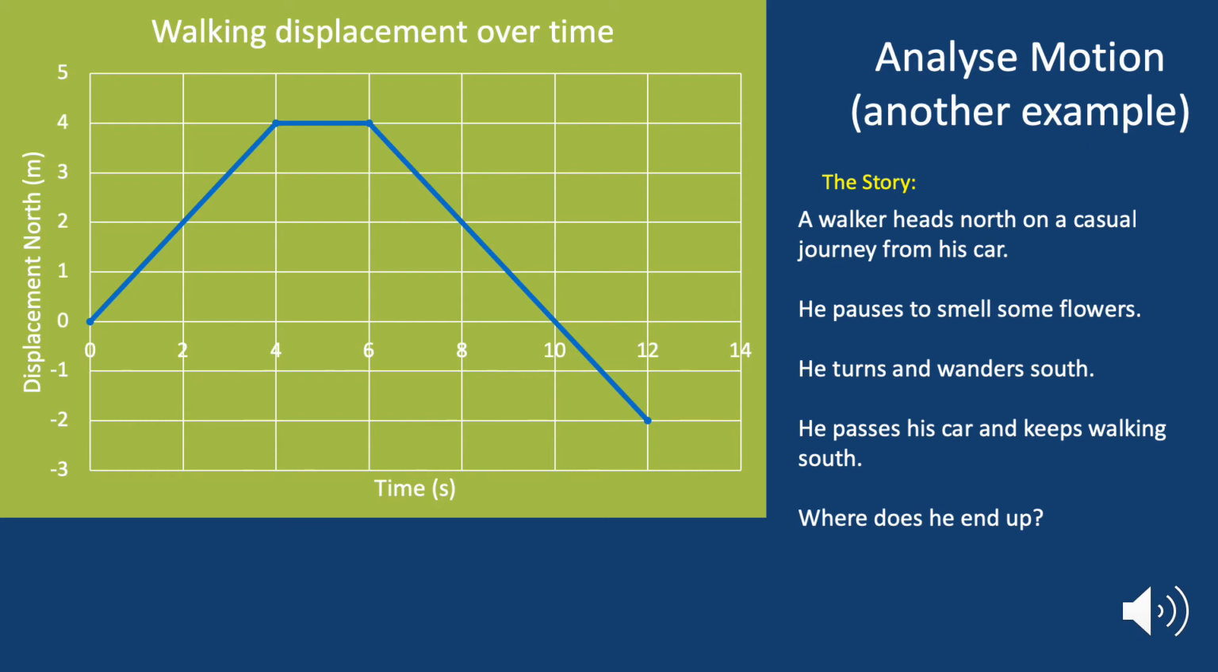Okay, here's a final example. A walker heads north on a casual journey from his car. He pauses to smell some flowers. He turns and he wanders south. He passes his car. He keeps walking south. Where does he end up?